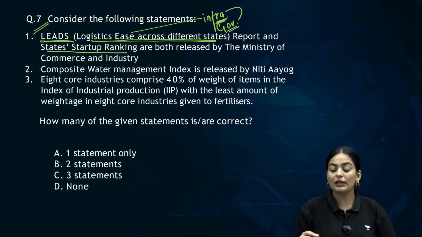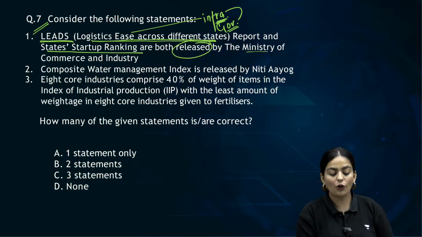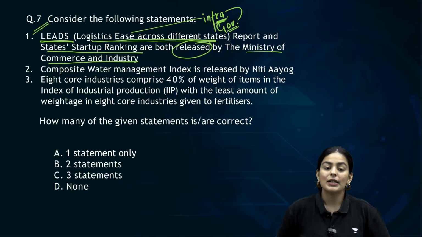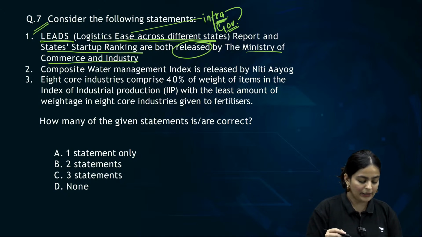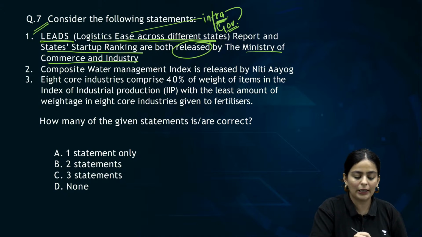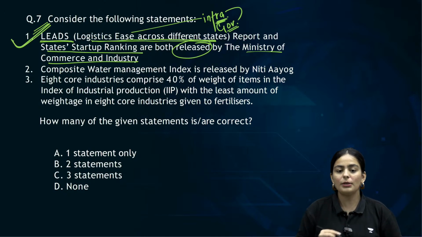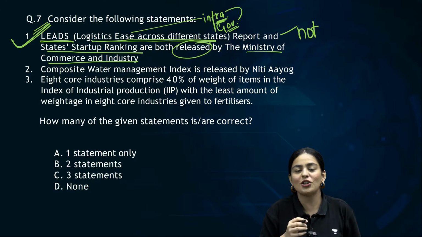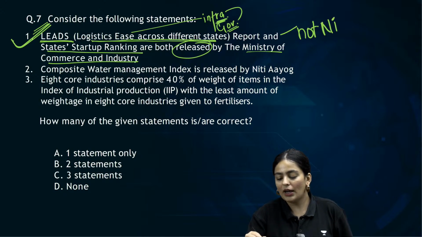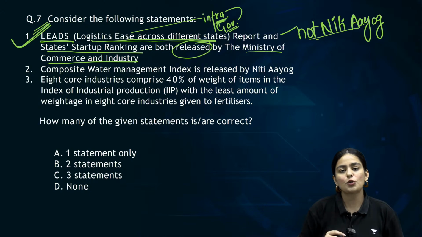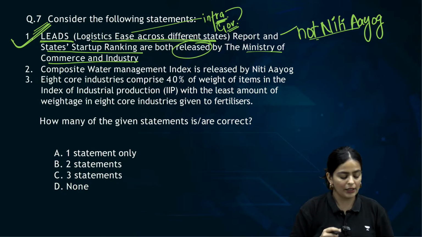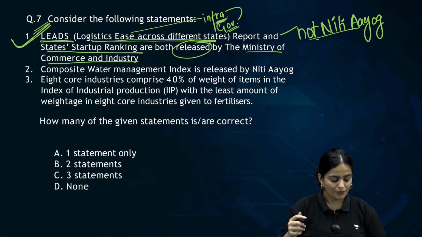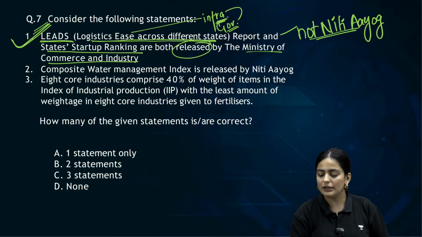So these two reports are released by the Ministry of Commerce and Industry, it says. That is absolutely correct. It is launched by, not Niti Aayog. Please remember, one very common mistake is that everything when it comes to national reports, it is Niti Aayog. So I will write what it's not as well. It is not Niti Aayog. Both these reports are launched by the Ministry of Commerce and Industry. Very, very important. Clear? By the Ministry of Commerce and Industry.